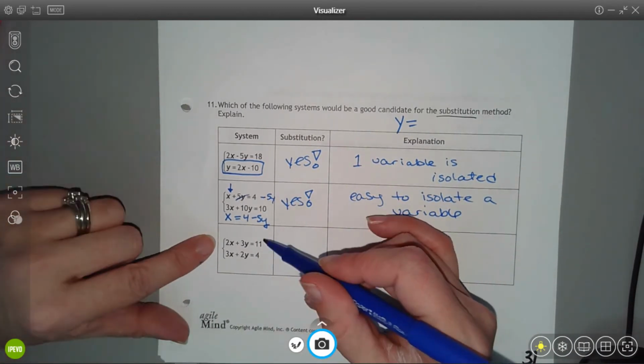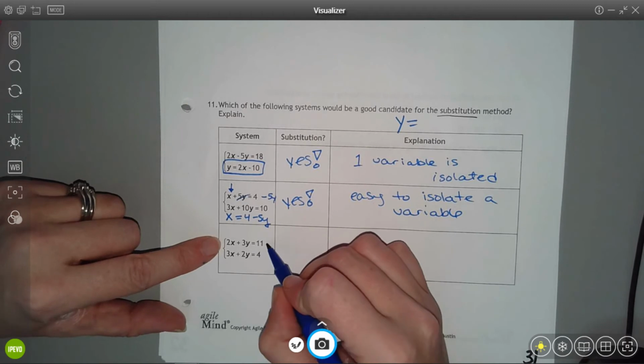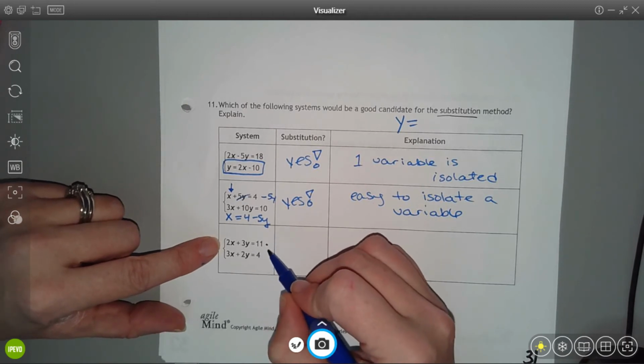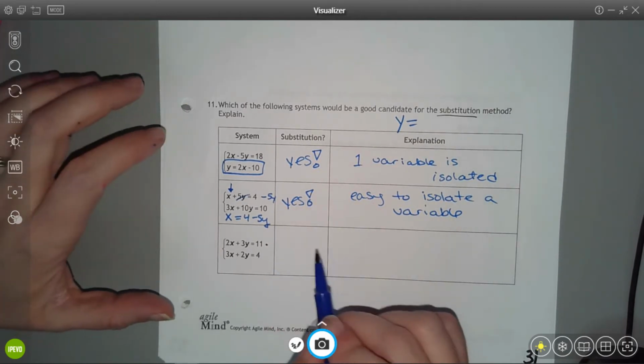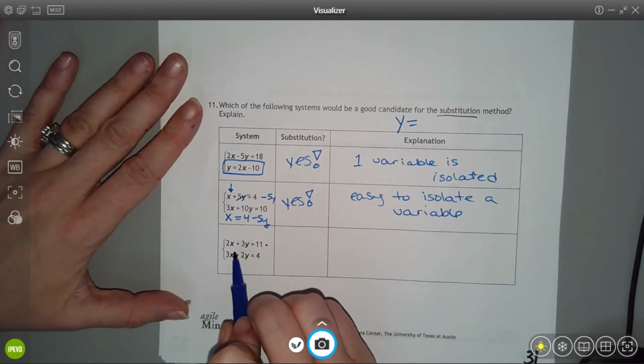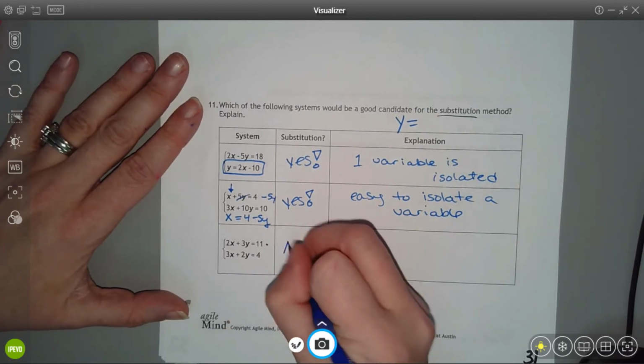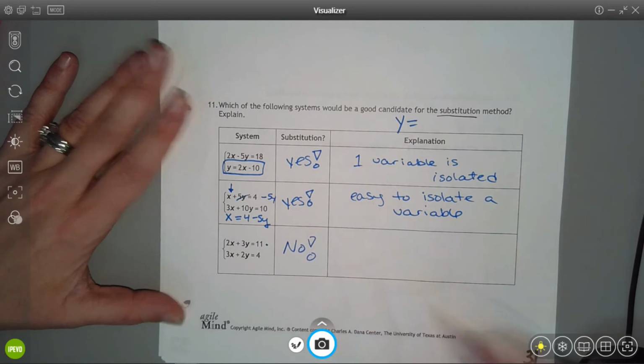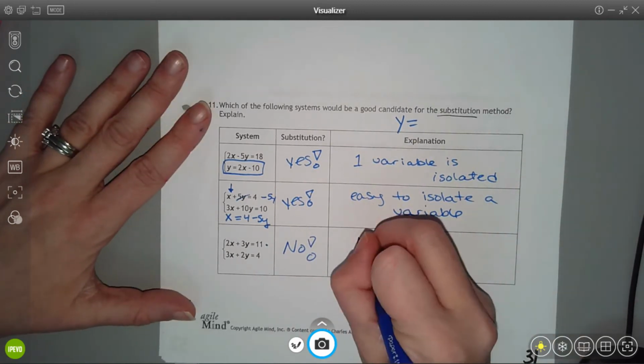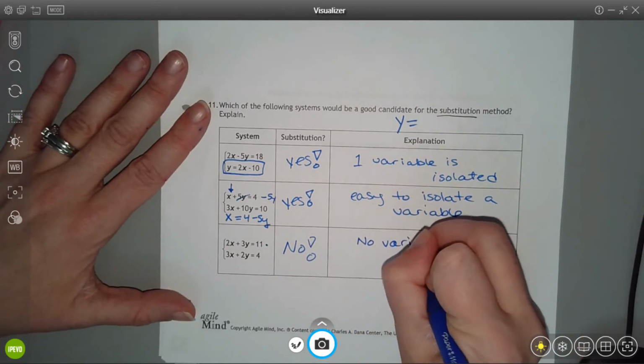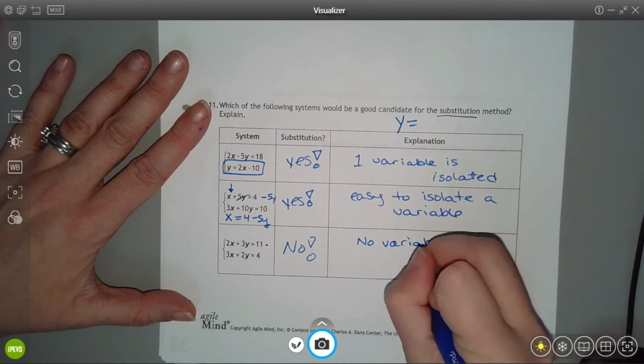When I look at this, guys, neither one of those equations has a variable by itself, and neither one of them could be done in one step. So no, I'm not going to use substitution here. Why? Because no variable is isolated.